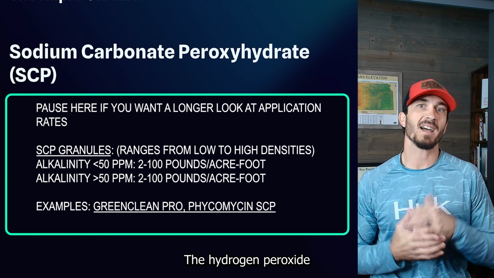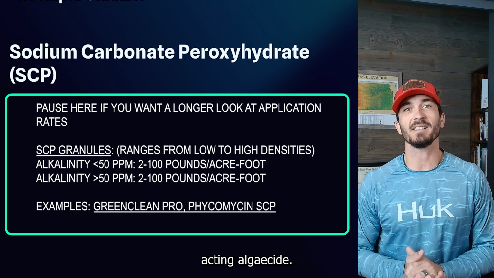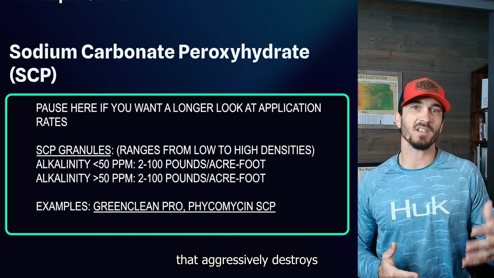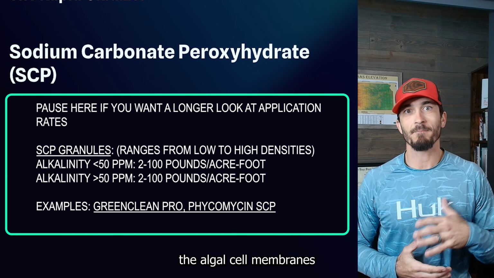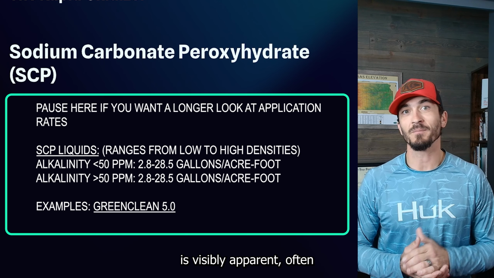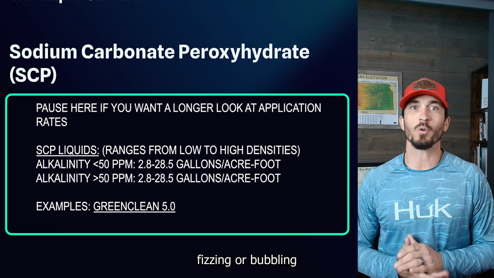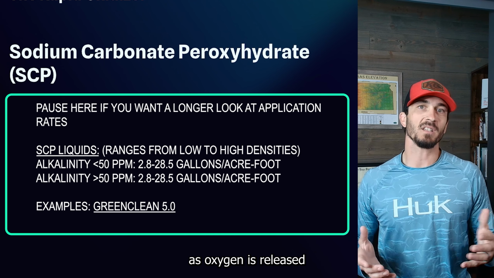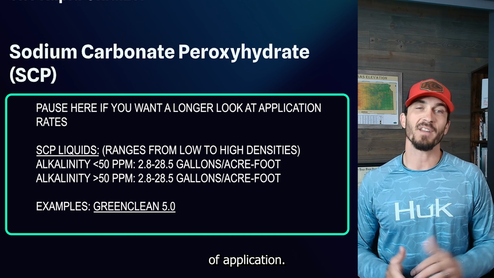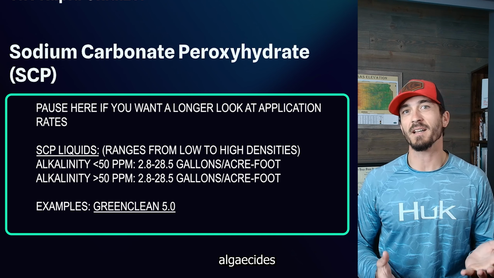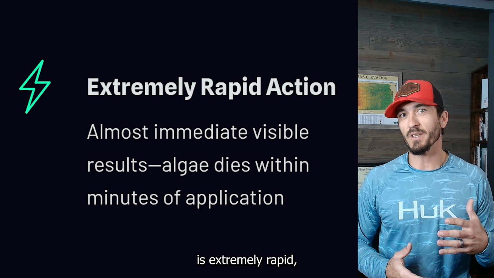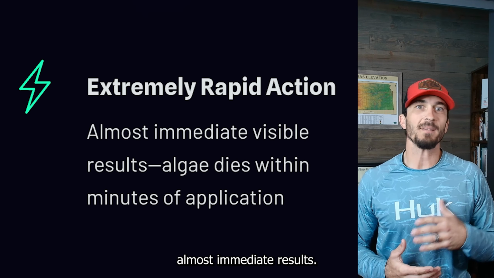The hydrogen peroxide is the potent, fast-acting algicide. It works through oxidation, a process that aggressively destroys the algal cell membranes and chlorophyll on contact. This mode of action is visibly apparent, often producing a fizzing or bubbling as oxygen is released and the algae begin to discolor and die within minutes of application. Peroxide-based algicides offer several compelling benefits. Their action is extremely rapid, providing almost immediate results.